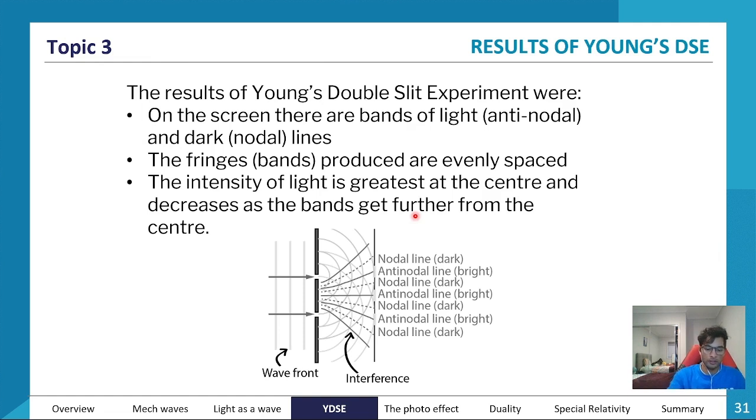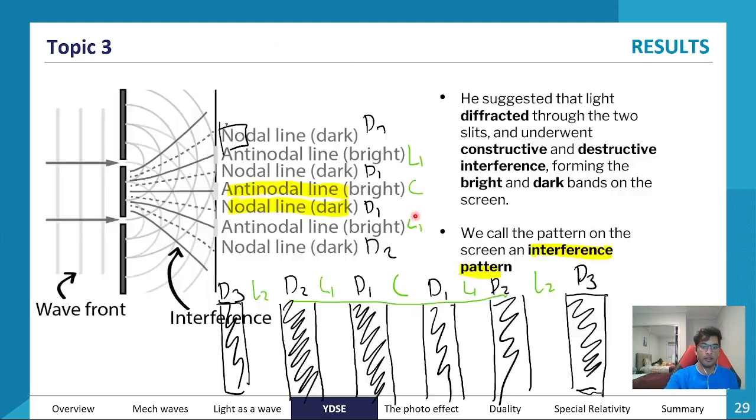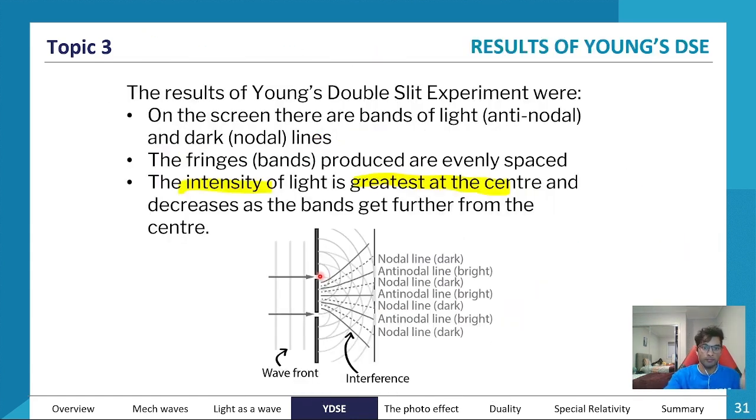Yeah, so the next thing Thomas Young found was that the intensity of the light is greatest at the center, and it gets dimmer and dimmer as you move out. Going back to this diagram, in between the two gaps, the center is always the brightest. And as you move out from the center, the brightness of the bright bands starts to decrease. Yeah, that's one thing he found.